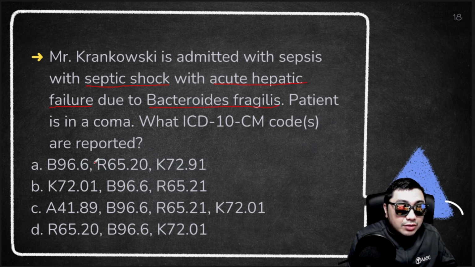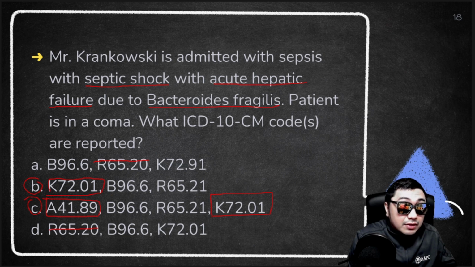Right. R65.20, this is without septic shock. Eliminate this. R65.20 as well here. Eliminate. So we now have your letter B and letter C. So what's the difference between these? The code K72.01 and also your A41.89.